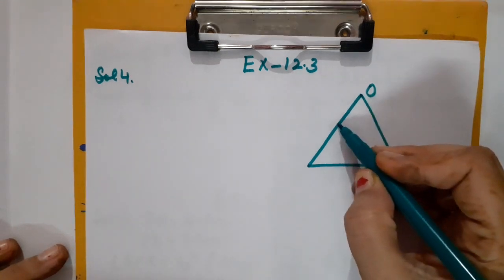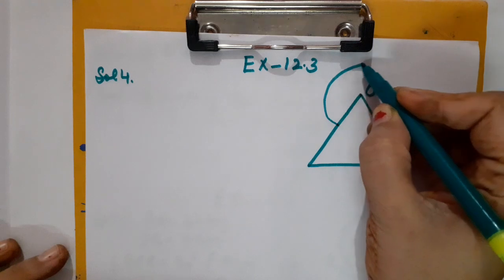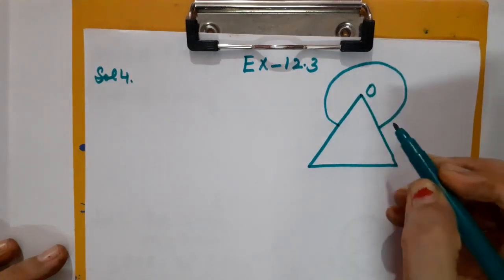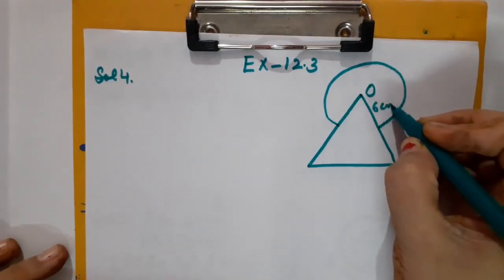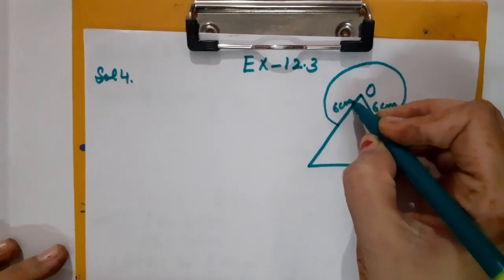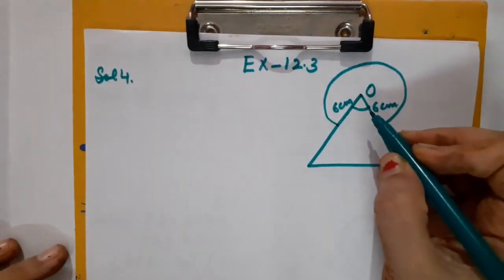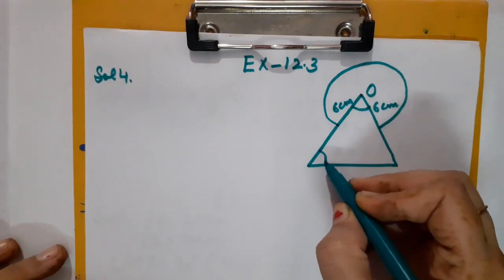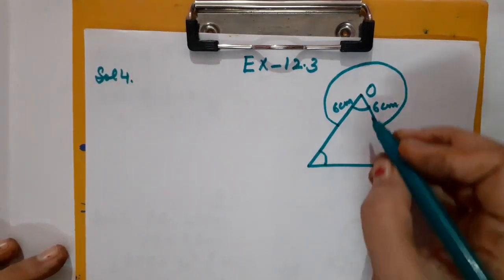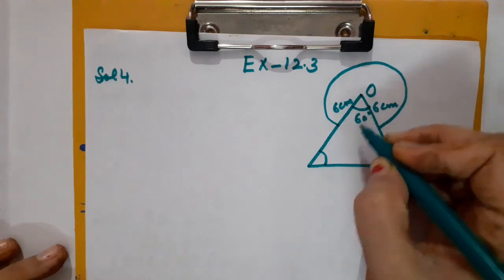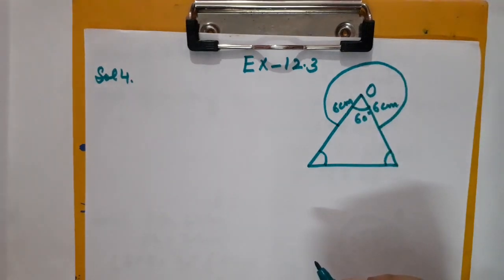So let us draw. Approximately you can just draw like this. This is a circular arc of 6 cm radius. So here I have written 6 cm radius. Children, as you know, this is an equilateral triangle. So in an equilateral triangle, each and every angle is of 60 degrees. Clear? Okay.